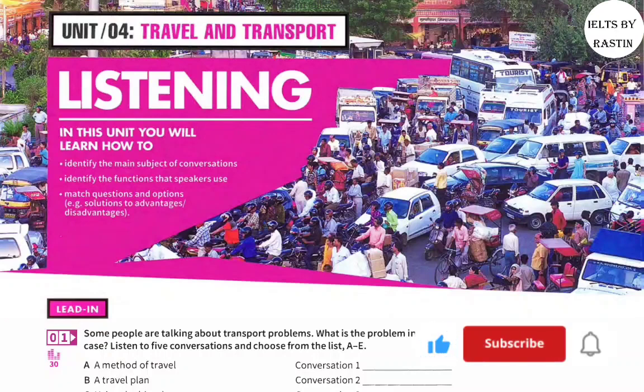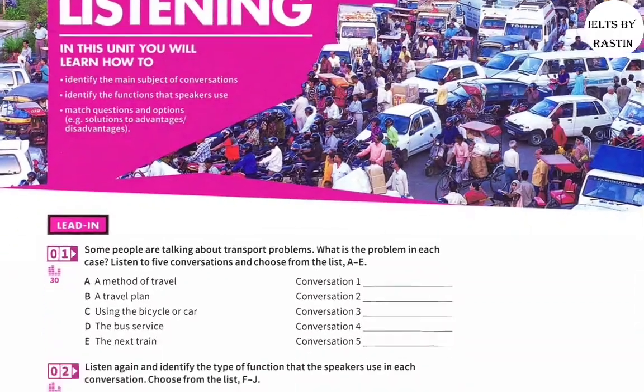Okay, we're on Unit 4, the listening section. In this unit you will learn how to: Identify the main subject of conversation. We want to identify the main topic of our conversation. Identify the functions that speakers use. We want to understand which functions the speaker uses, and match questions and options, for example solution to advantages, solution to disadvantages. So we want to match the question we have with the options that are available. The focus is on these three points.